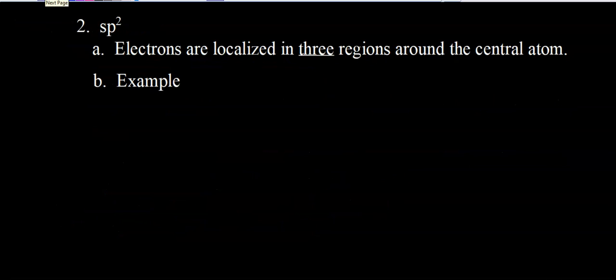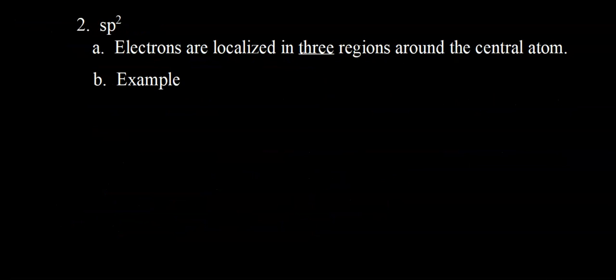All right, let's take a look at the next one. Another type of hybrid orbitals are known as sp2. That's not sp squared. sp2 hybrid orbitals. Here, the electrons are localized in three regions around the central atom. So the example we want to look at is boron trihydride. So it looks like that.